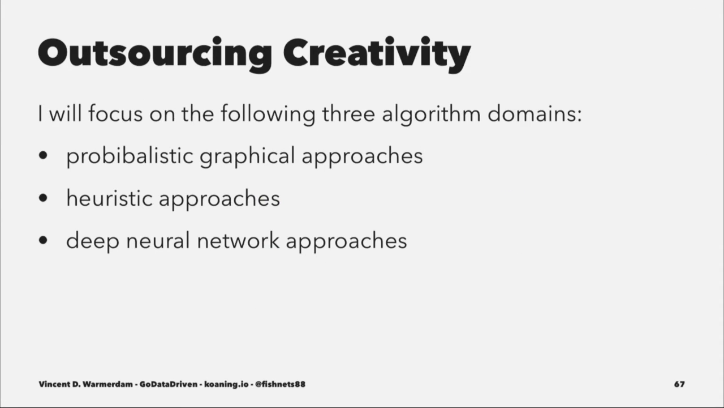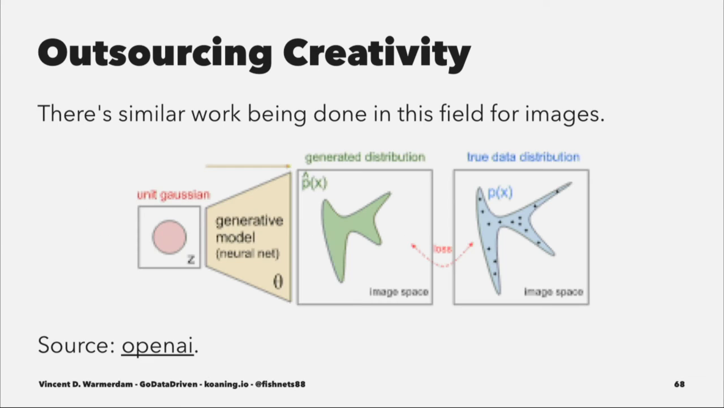So I will focus on the following domains. Probabilistic graphical models seem all right, heuristic approaches seem all right, and deep learning seems all right. It's very interesting to see how the fields are converging, because nowadays you can use a neural net as a generative algorithm, which takes some sort of Gaussian in and generates some sort of generated distribution out. This is from the OpenAI page. It's got some lovely research on projects like this.